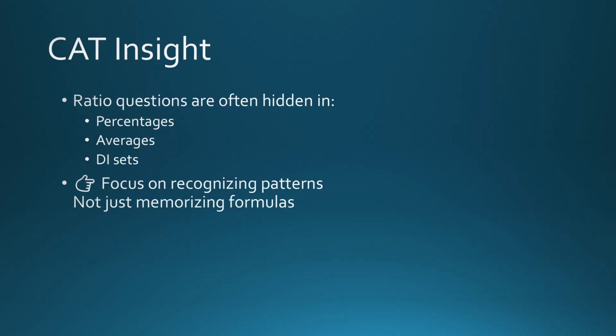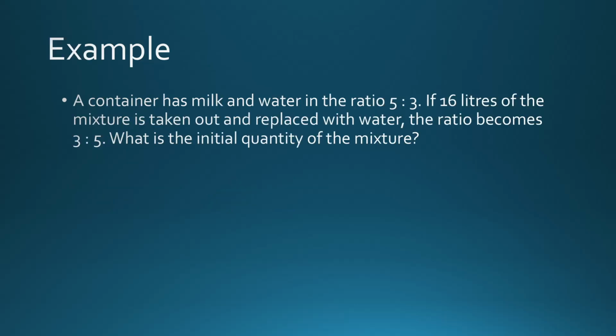Now in CAT, you have to understand that ratio questions do not come standalone. They are always hidden in percentages questions, averages questions, and DI sets where you'll often find a mixture of ratio, percentage, average, all in one. So you always have to recognize the pattern, not just memorize formula. Now, we'll take a few examples from previous year CAT questions and try to understand how to approach the question.